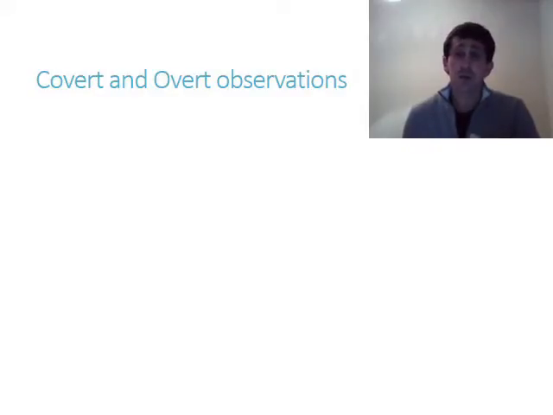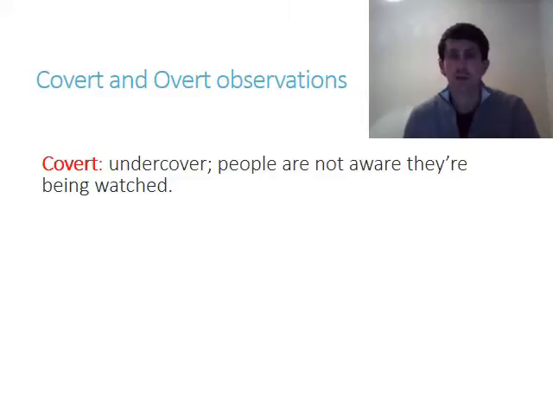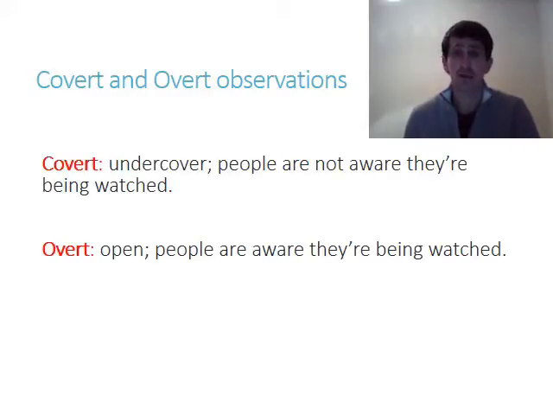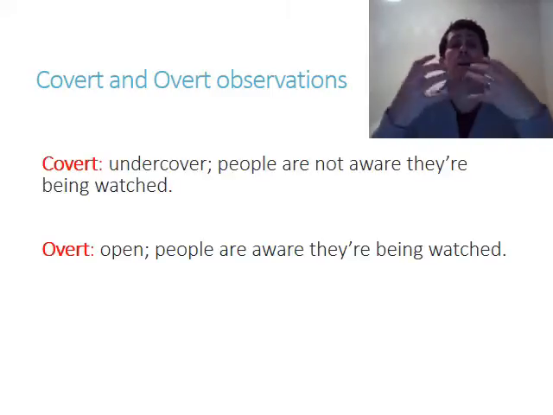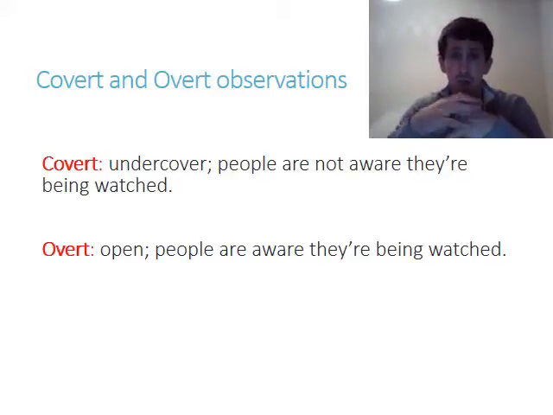Firstly, we're going to have a look at the difference between overt and covert observations. Covert observations, as you can probably get from the name, like a covert operation, are done undercover, and people are not aware that they're being watched. On the other hand, an overt observation is an open observation, so the people involved will be aware that they're taking part in an observation.